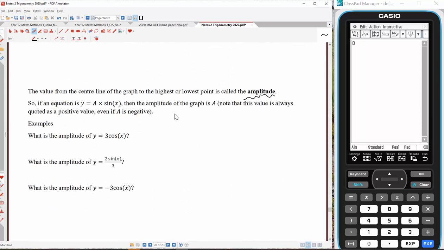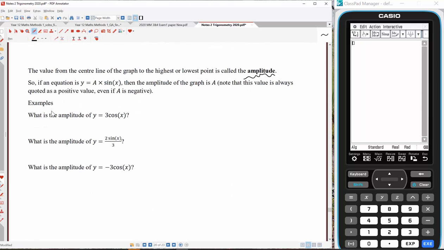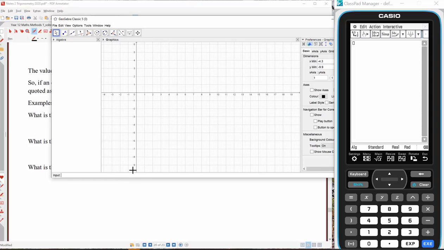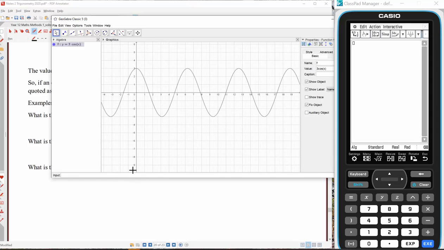Let's have a look at a couple of examples. What is the amplitude of 3 cosine x? Well, the amp is 3. We'll show you that graphically. So here comes a trig function. This is y equals 3 cosine x, and notice that the highest value is 3, the lowest value is -3.